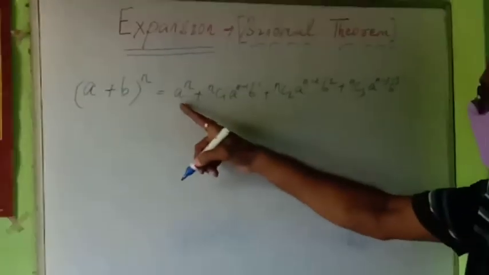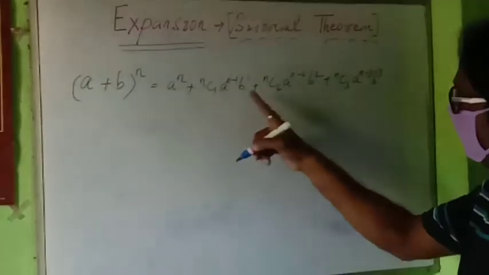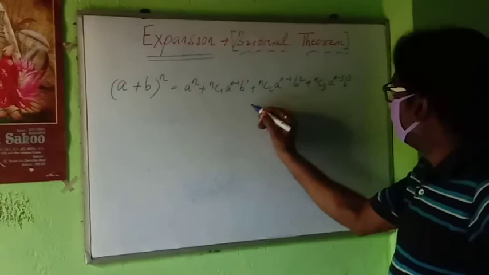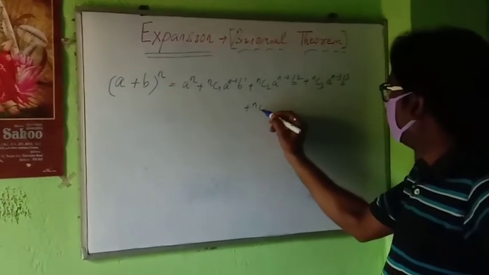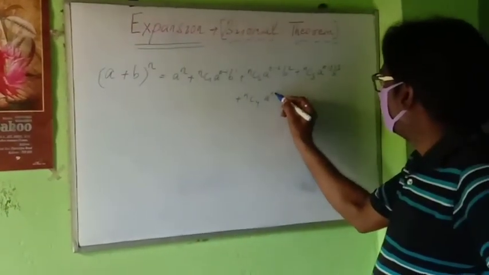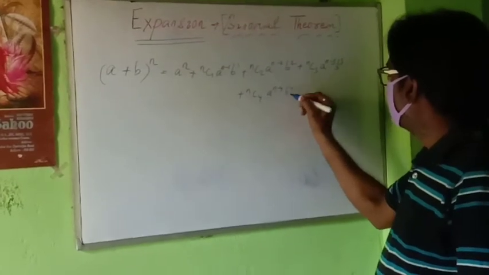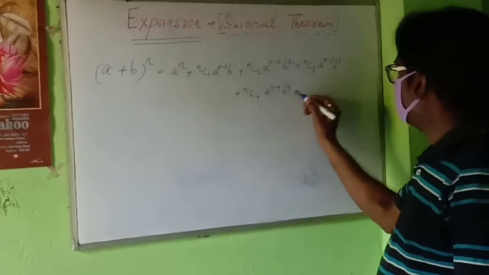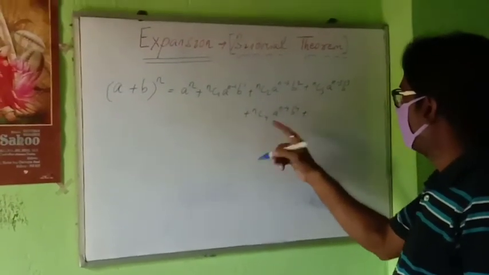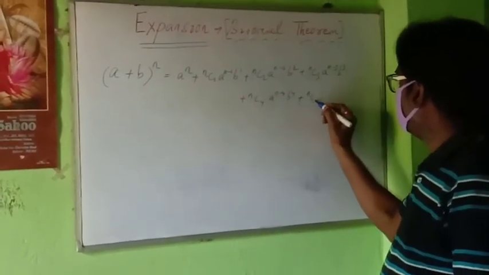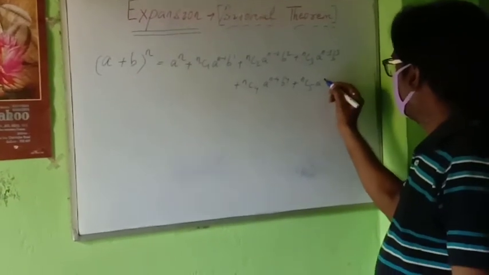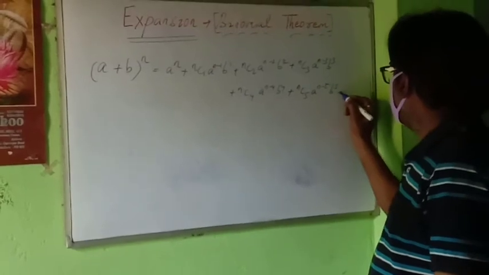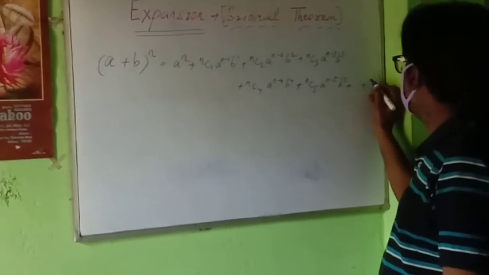See, this is the first term, this is the second term, this is the third term, and this is the fourth term. The fifth term will be nC4, a to the power n minus 4, b to the power 4. Next it will be nC5, this is the sixth term, a to the power n minus 5, b to the power 5. Dot dot, and the last will be b to the power n.